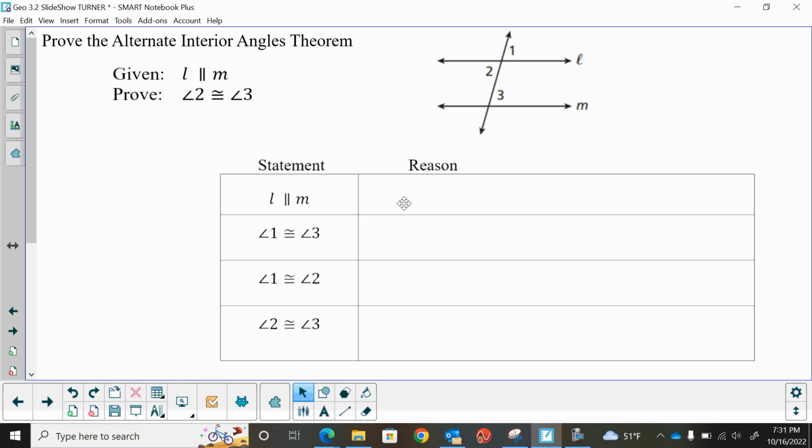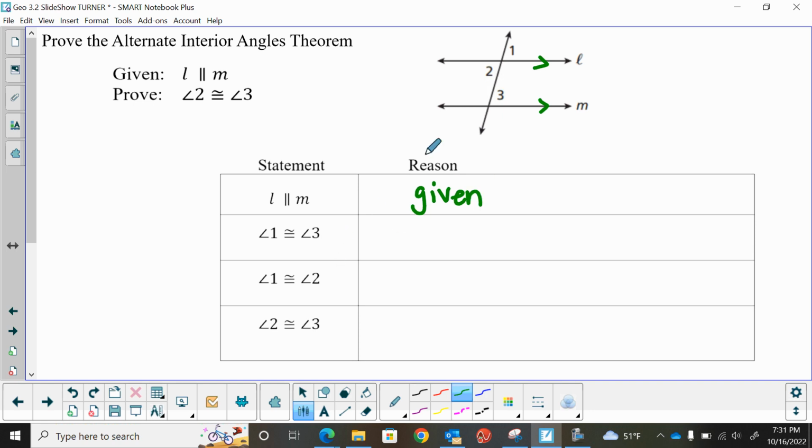So in this diagram, we are given that L and M are parallel. Get my pen here. So we are given L and M are parallel, and we want to prove that angle 2 is congruent to angle 3. Okay, that's one of our pairs of alternate interior angles. So in our proof here, we have our statements. First reason is given.